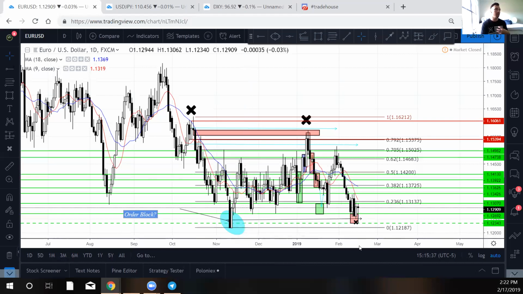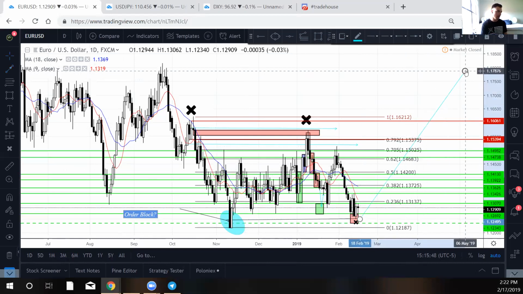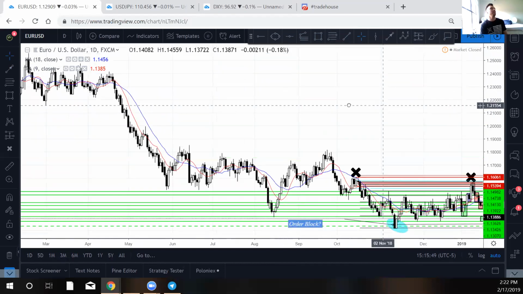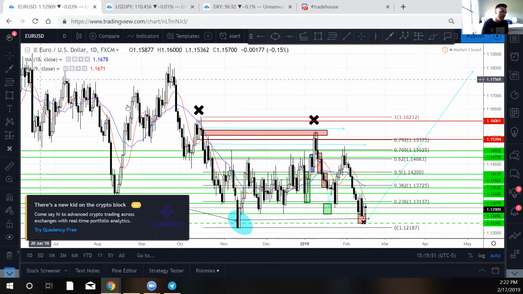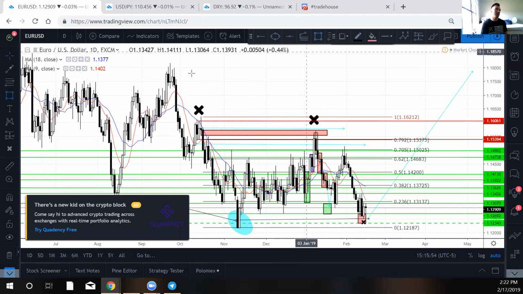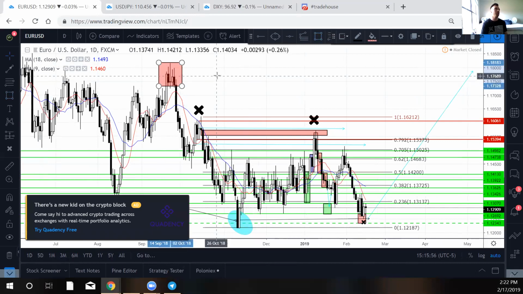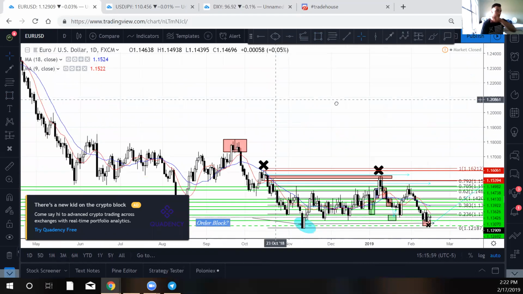So what I'm thinking in my personal bias is we're more than likely going to take this order block all the way up. I'm saying up to about 118. Why? Because we need to take these highs out. We have not taken these highs out up here yet. And I feel that this would just be a beautiful trade.